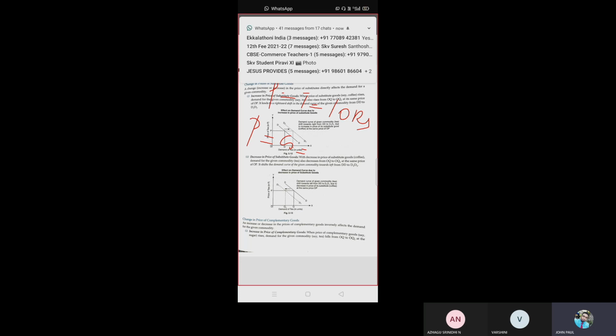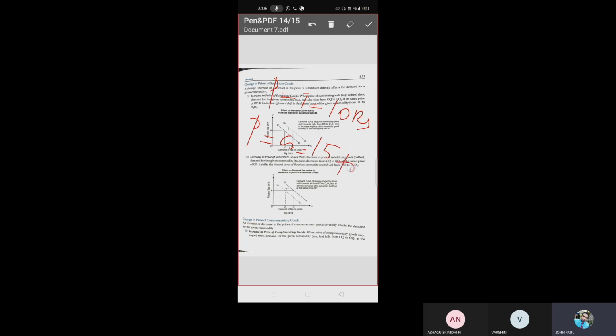Next one is decrease in price of substitute goods. Now you can see the price of tea is the same 10 rupees. Coffee was initially 15, then rose to 20, and more people started consuming tea. When price of coffee falls from 15 to 10 rupees, what will happen? Even the people who consume tea will go for coffee. So demand for tea decreases.